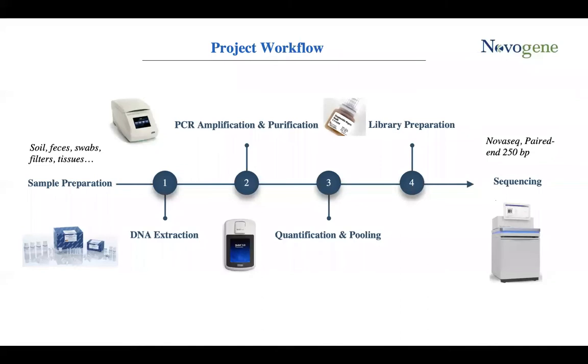And then after sample QC, we will use specific primers to amplify the target region of interest and do purification by using magnetic beads. And after that, the Qubit fluorometer will help to quantify the PCR products. And we will use agarose gel electrophoresis to separate and recover the target fragments. The next step will be library preparation. And finally, we will take the library to NovaSeq for paired-end 250 base pair sequencing.